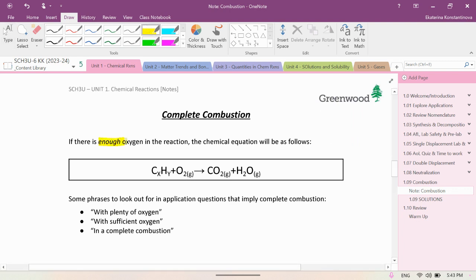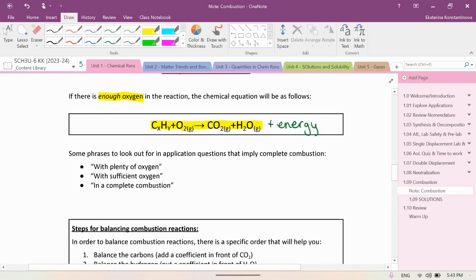So this is when there is enough oxygen in the reaction. You will have the following chemical equation. You will have some kind of compound, CxHy, plus oxygen to produce carbon dioxide and water, and it will also release energy.